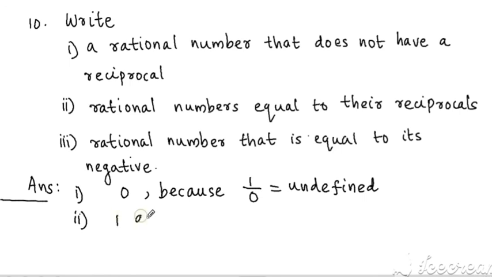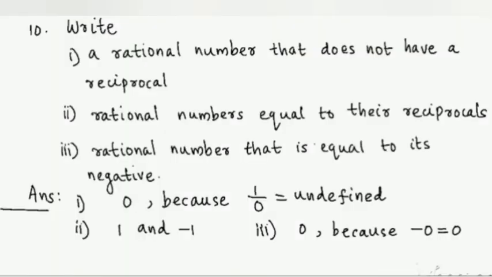Then the second one, rational numbers equal to their reciprocal, so evidently that will be 1 and -1, because the reciprocals are 1 and -1 respectively. Then in the third case you have to write a rational number that is equal to its negative, so that is 0. Its negative means additive inverse, so the additive inverse of 0 is -0 and it is equal to 0. So these are the answers.